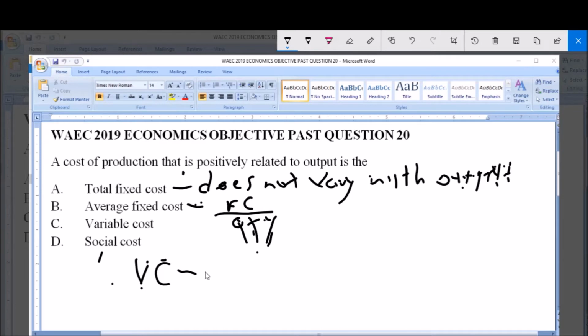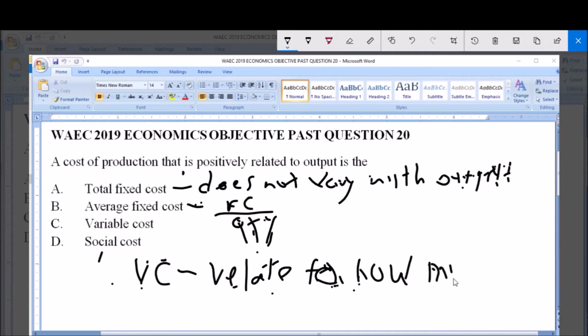Then for variable cost, it basically is cost that relates to how much is produced. So basically cost related to how much is produced.